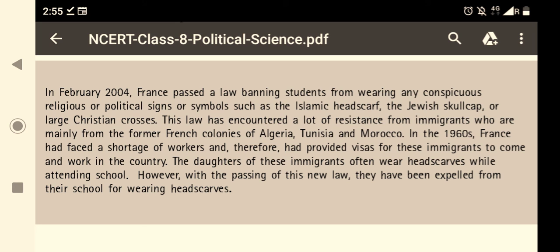This law has encountered a lot of resistance from immigrants who are mainly from former French colonies of Algeria, Tunisia, and Morocco. In the 1960s, France had faced a shortage of workers and therefore had provided visas for these immigrants to come and work in the country. The daughters of these immigrants often wear headscarves while attending school. However, with the passing of the new law, they have been expelled from their school for wearing headscarves.